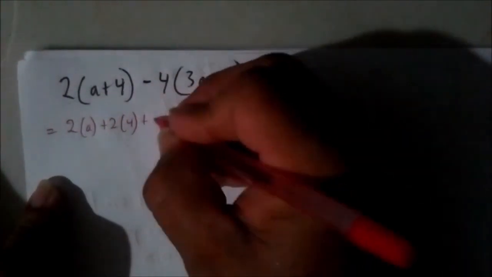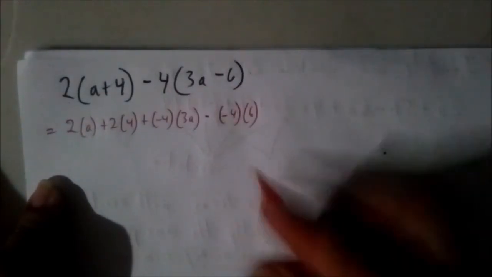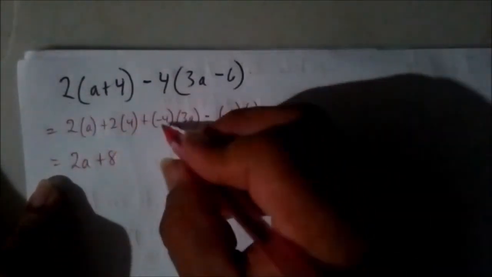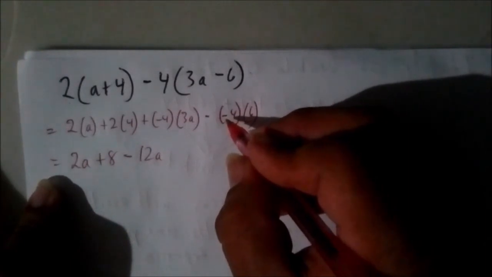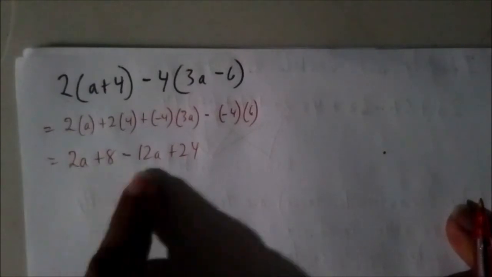I'm going to work this out underneath so we can see how it flows. 2 times a, applying the distributive law, 2 times a, bring on the plus sign, 2 times 4, then plus negative 4 times 3a, then minus negative 4 times 6. Here now 2 times a, 2a, 2 times 4 gives me 8, negative 4 times 3a, negative 12a, and here we have negative, and negative will make a positive, times 4 times 6 is going to give me plus 24. Now is that finished? No, because we can combine these like terms now.